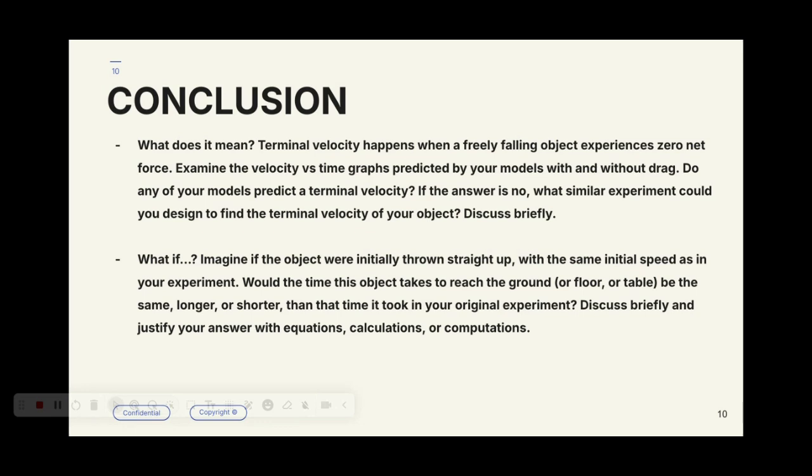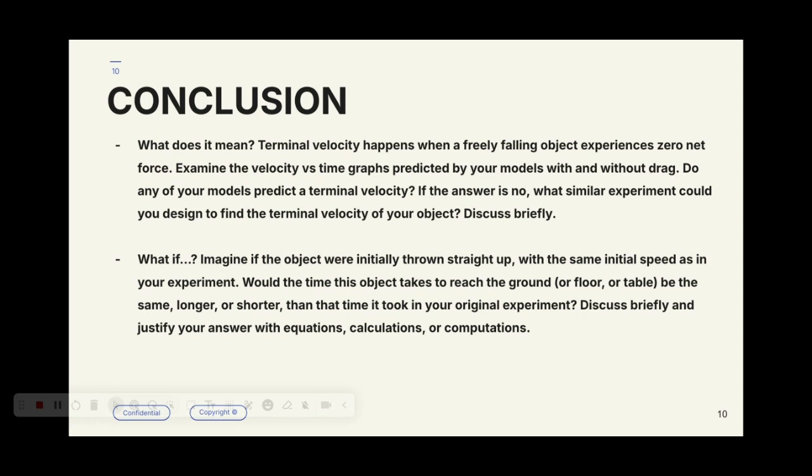So concluding this, just really talking about what it all means, our experiment was a lot more realistic than last week's with the forces of drag and gravity, but there's still all these external forces that we didn't account for. But you can see when we applied that drag, it was pretty close. So terminal velocity is when a falling object experiences 0 net force.